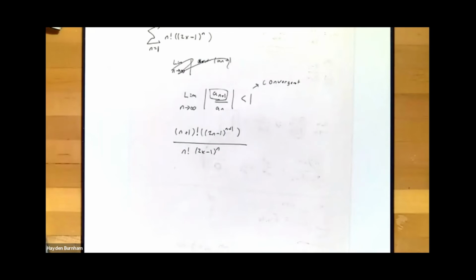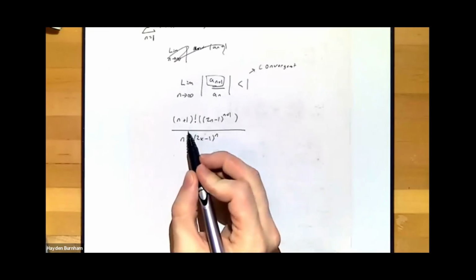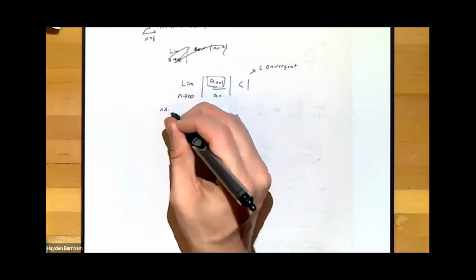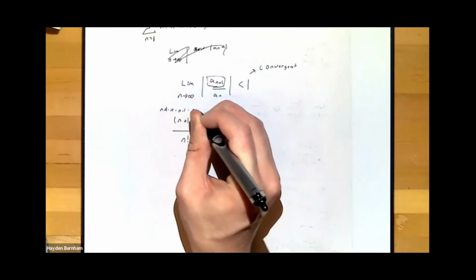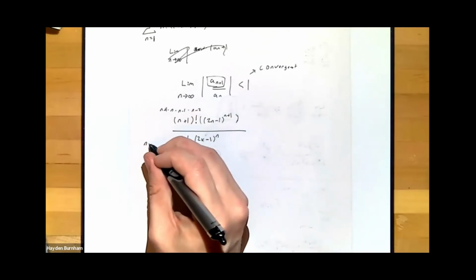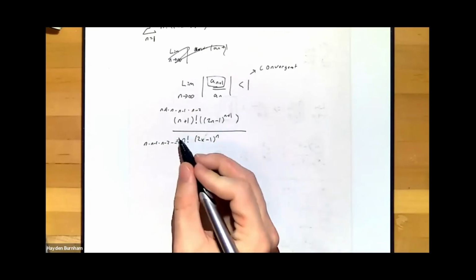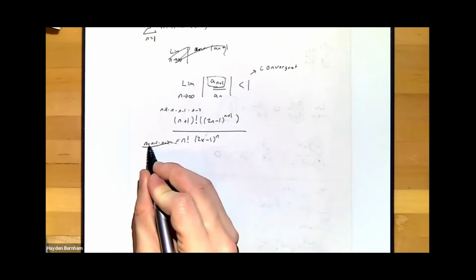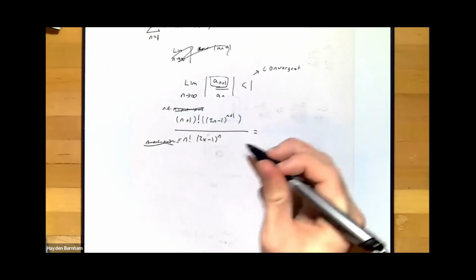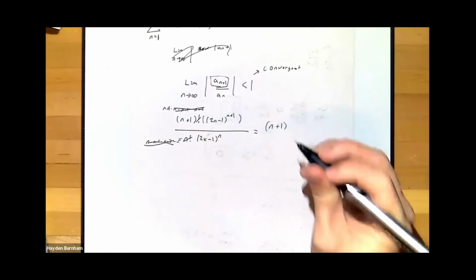Well, the nice thing here is with factorials, you have an n plus 1 factorial, which is the same thing as n plus 1 times n times n minus 1, yada, yada, until it gets to 0. And the bottom one is n times n minus 1 times n minus 2, and so on. So nearly all of these terms cancel out, and that just gives us an n plus 1 on top.